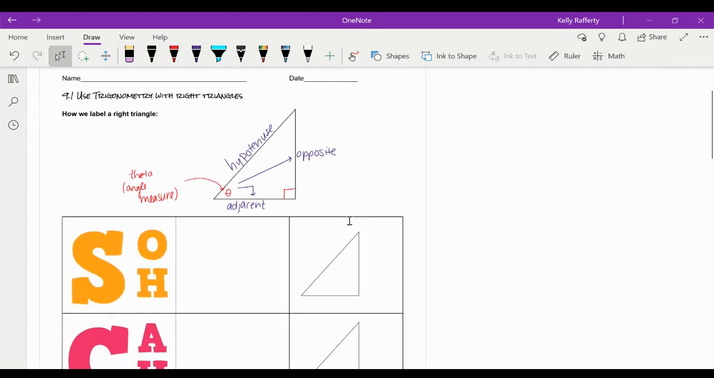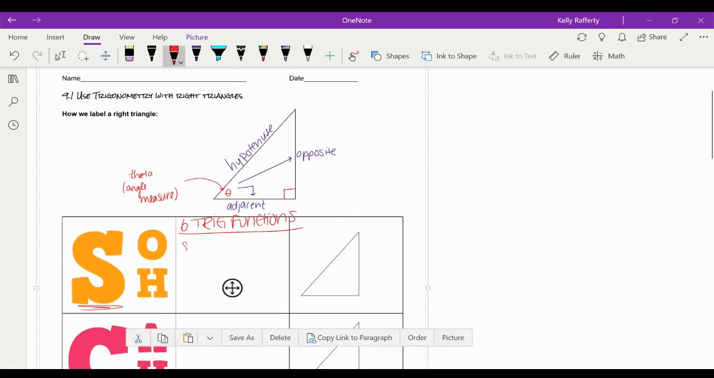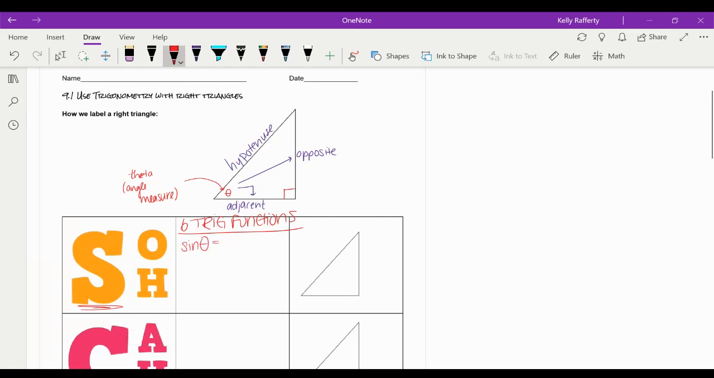SOHCAHTOA is a mnemonic device to remember our 6 trig functions. Down here, we're going to write them in. The first trig function, which is what the S represents, is called sine of theta. Sine is the opposite side. So if this is our angle, we take the opposite side and put it over the hypotenuse. If the opposite side here was 5 and our hypotenuse was 10, then sine of theta would be 5 over 10, or 1/2. So sine is opposite over hypotenuse.